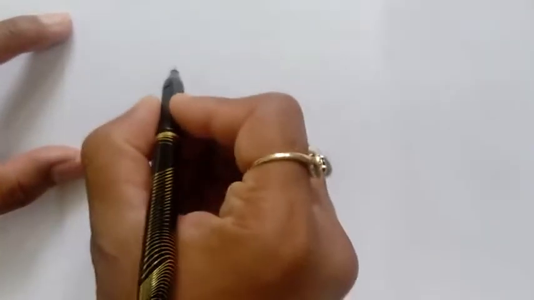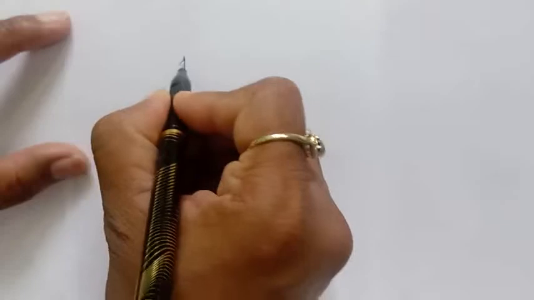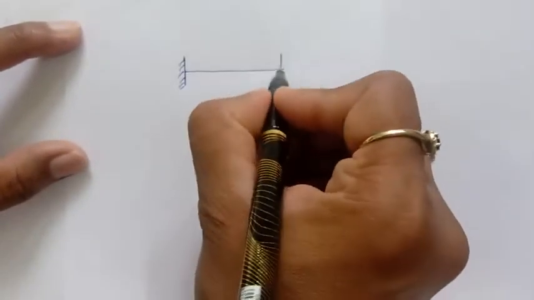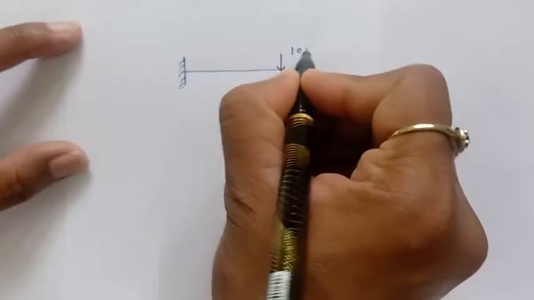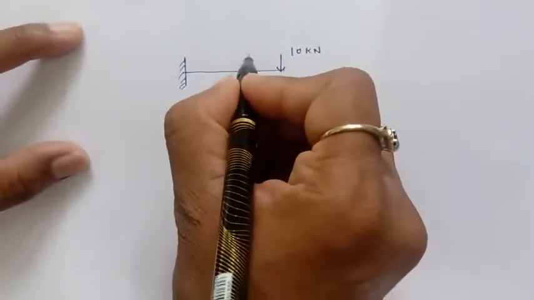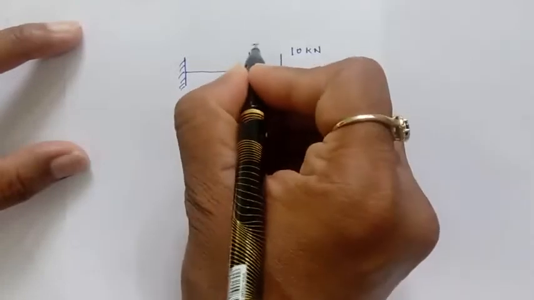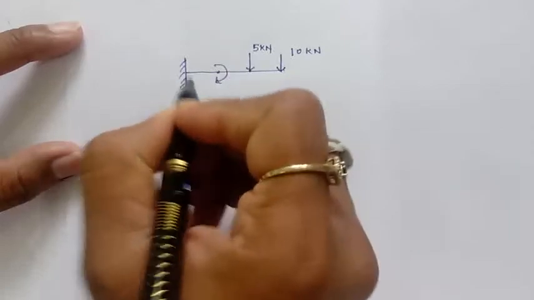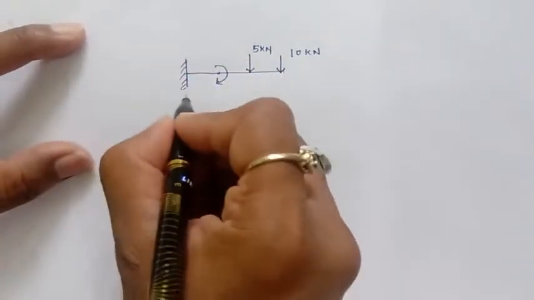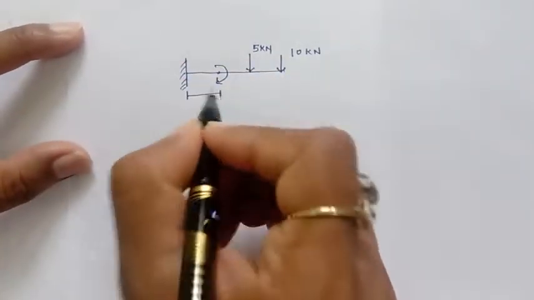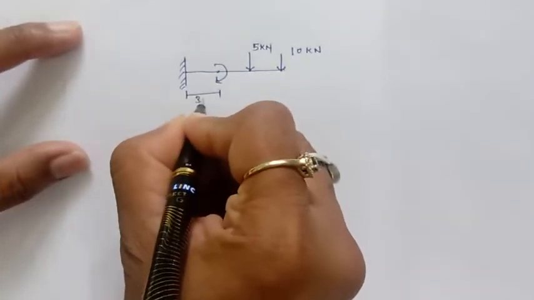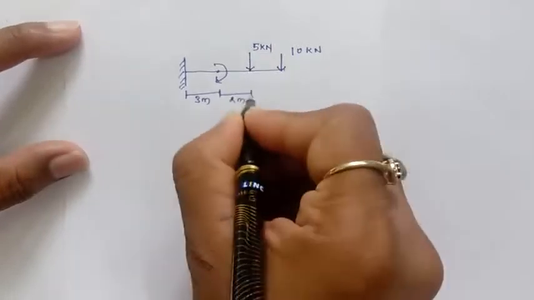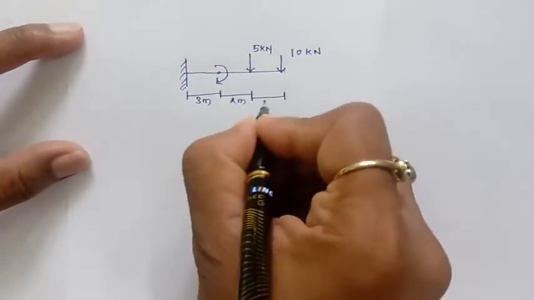So this is the cantilever beam having this point load 10 kilonewton and then the 5 kilonewton. Then there is one couple. From here to this couple the distance is, suppose, 3 meter, it's 2 meter, and then from here to here this 2 meter.